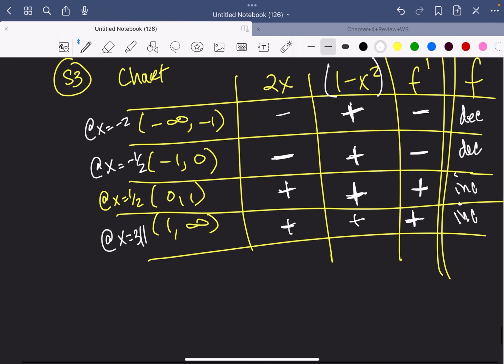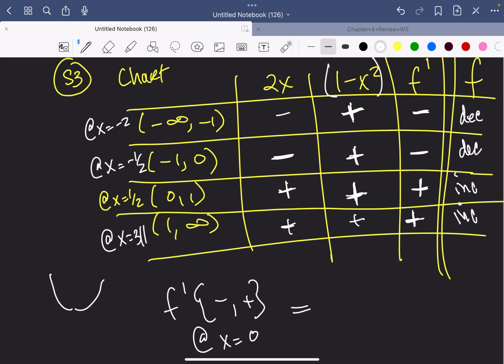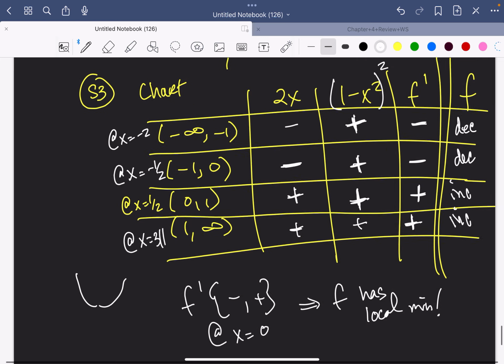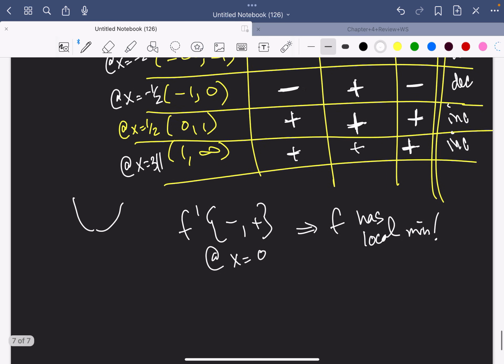Okay. So since f prime goes from negative to positive, at x is equal to what value? 0. That means f has a local min there. And remember, that's not a vertical asymptote. The function's actually defined there, so we're good to go. Okay. So we've done that. We don't have any local maxes.